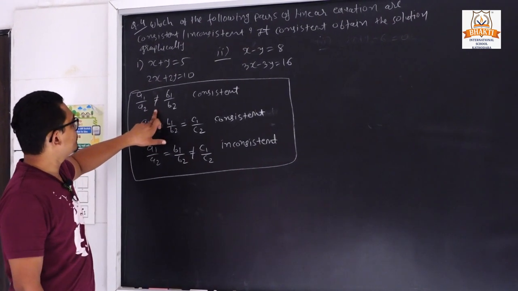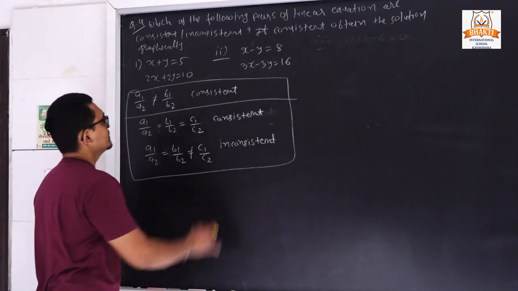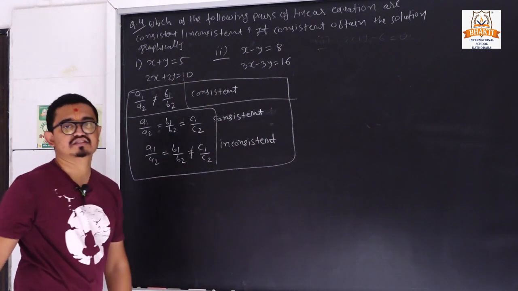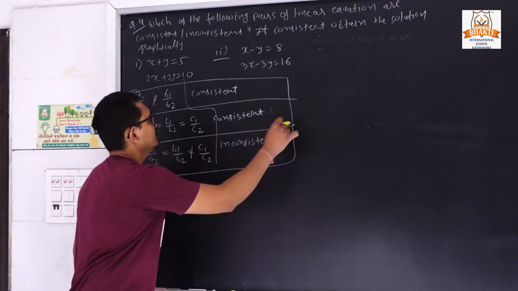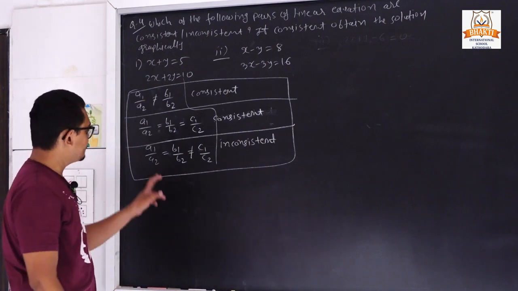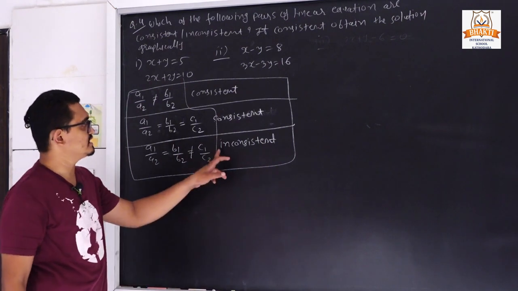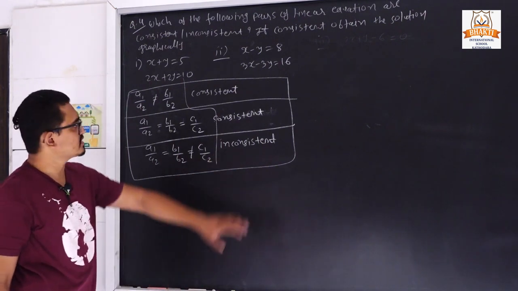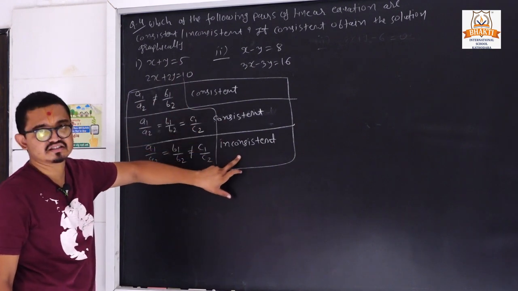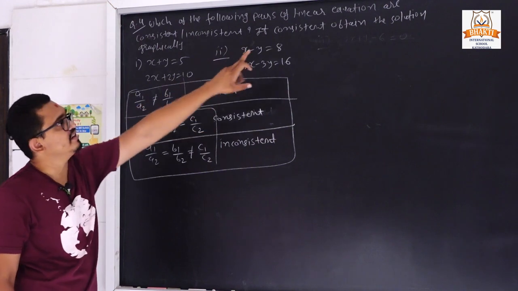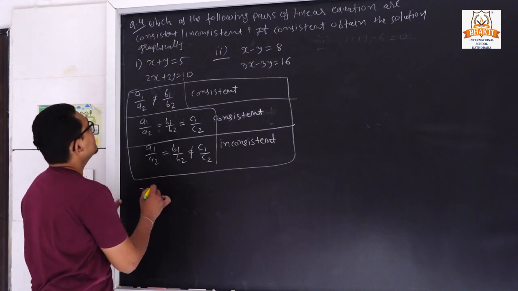If the first condition a1 upon a2 is not equal to b1 upon b2, it means consistent. Clear? It means consistent. And if these all are equal, once again it is consistent. And if these both are equal but these both are not equal to the third, it is known as inconsistent. So first of all from this chart we can decide consistent or inconsistent, and if consistent we can find its solution. So first question, first of all we can write it in standard form.